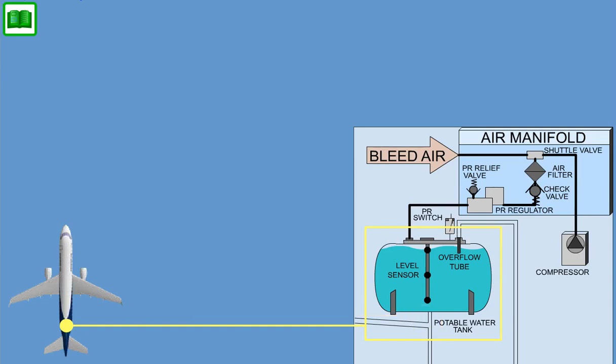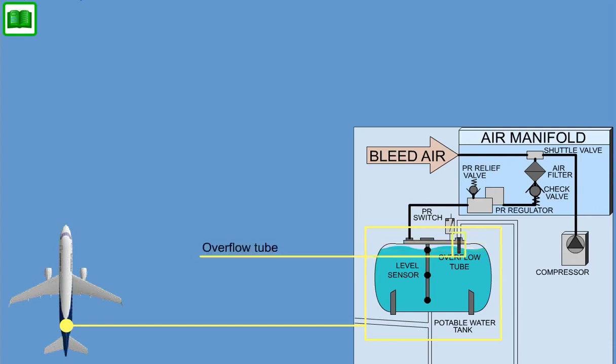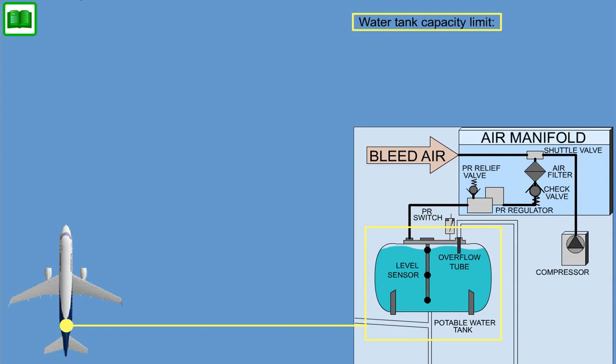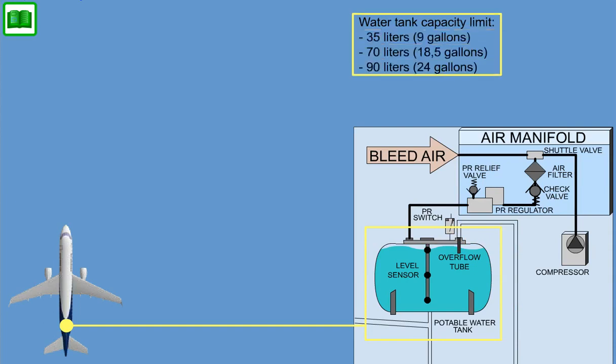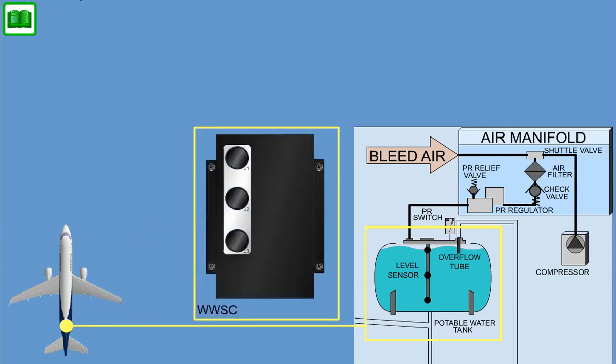The usable tank capacity is 110 liters. The tank has an air cushion volume of 10 liters that provides proper dampening of tank pressure variations of the bleed air pressure. An overflow tube set at 101% of tank level is provided to limit tank volume in case of malfunctioning of the control loop and as a protection against overfilling. The water tank capacity limit can be configured to 35, 70, or 90 liters by changing the water and waste system controller pin programming. The system controller, in conjunction with the level sensor, limits the usable quantity to the predefined volume.